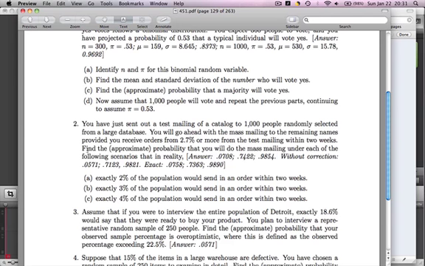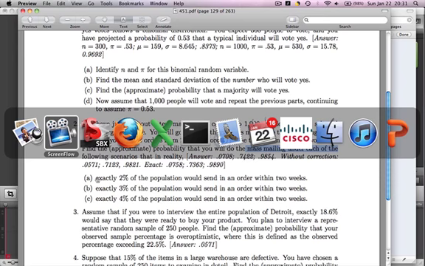Now let's read on. We're asked to find the approximate probability that we will do the mass mailing. Now what that means is that after mailing 1,000 people, we get 2.7% back or more under each of the following scenarios. So part A says, assume that exactly 2% of the population would send in an order within 2 weeks. So let's go over to the sketchbook here.